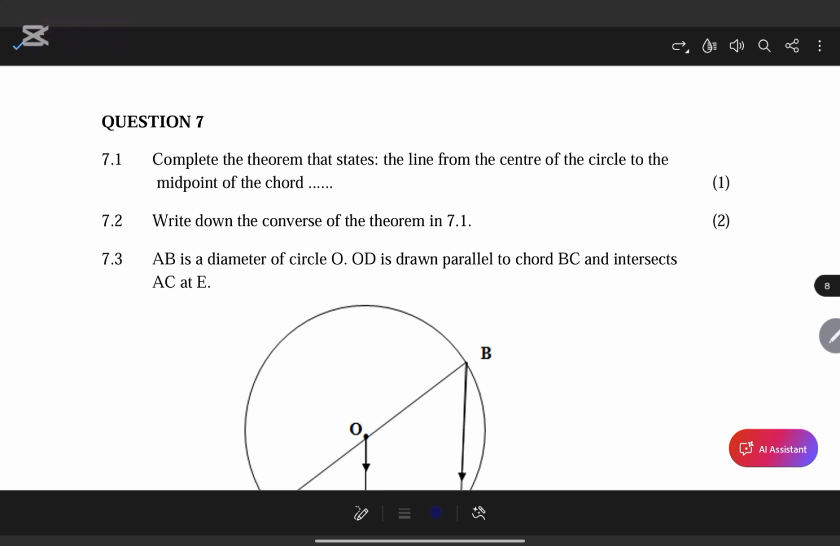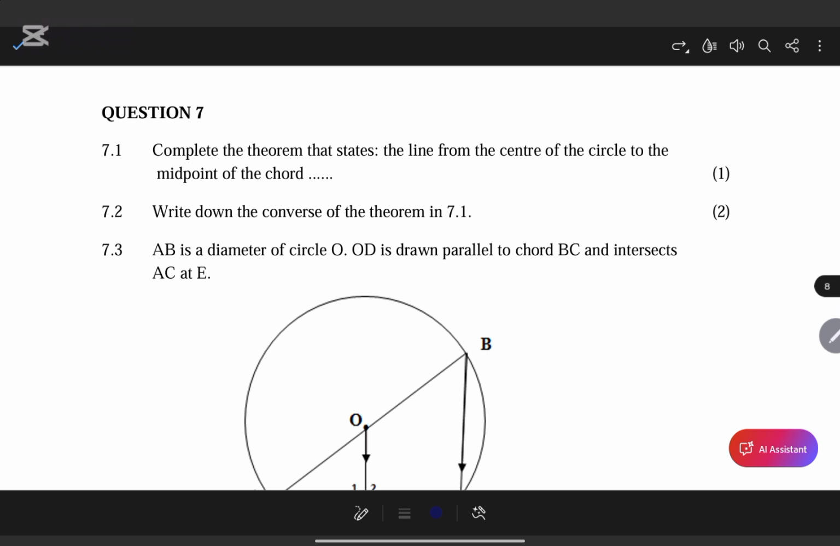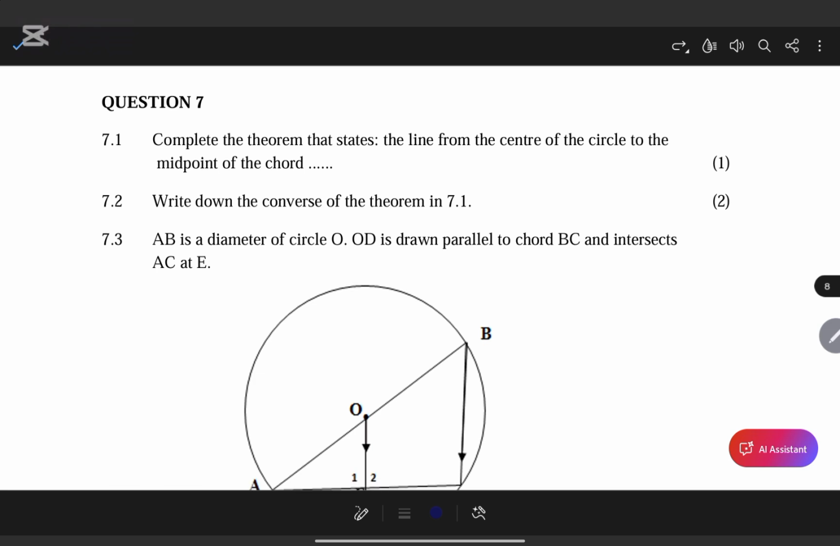The theorem states that the line from the center of the circle to the midpoint of the chord, you need to complete this. So what does that theorem say? A line drawn from the center of the circle to the midpoint of the chord is perpendicular to the chord. Now some of you say it bisects the chord. Already they are telling you it goes to the midpoint of the chord. That means the chord has been bisected.